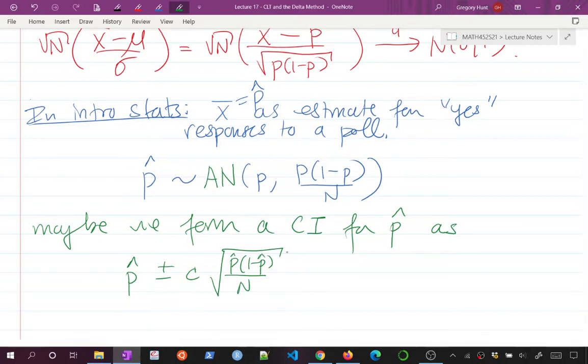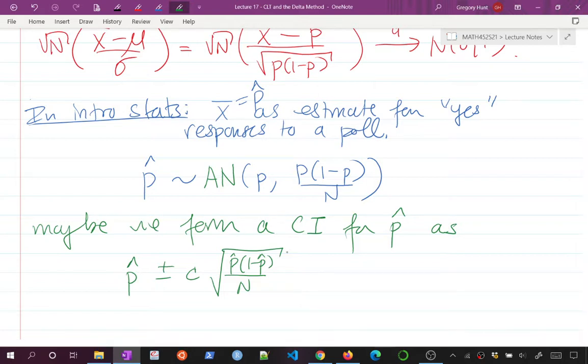And where do you get that from? Why are you allowed to do that in intro stats? Basically using the central limit theorem. It's basically this exact problem where you're saying, asymptotically it's normal. I'm going to estimate the variance by just plugging in the p hat into my variance, and I actually know p, so you plug in p hat, and then you take plus or minus.